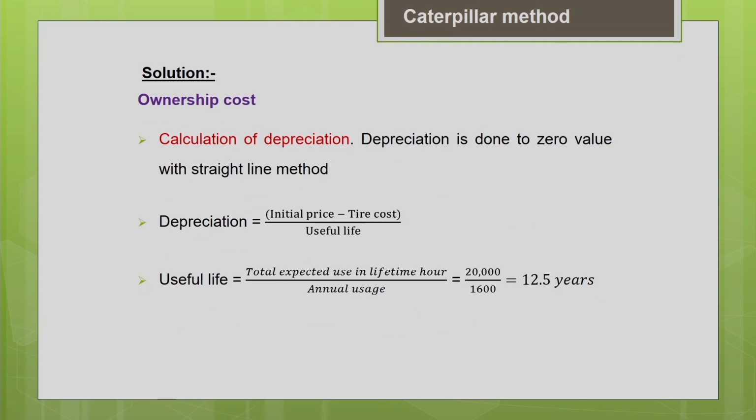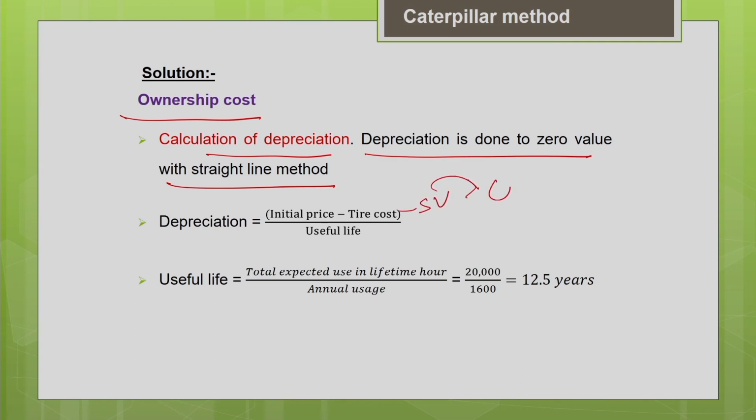So under the ownership cost, let us calculate the depreciation first. We are going to follow the straight line method. Since the salvage value is 0 in this problem, depreciation is done to 0 value. It's nothing but initial price minus tire cost minus salvage value, which is 0, divided by the useful life of the machine.